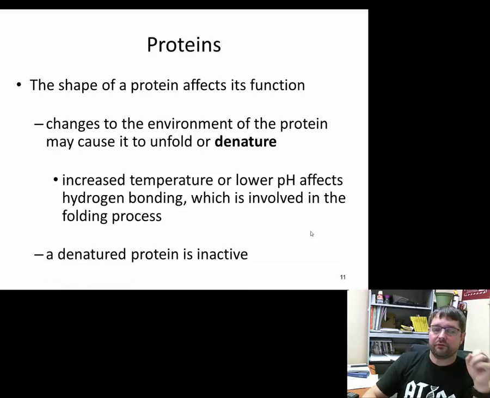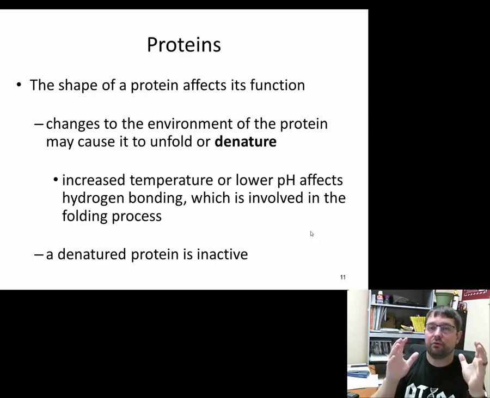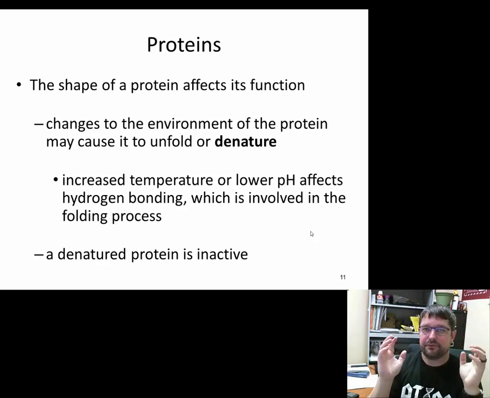When this occurs, the protein becomes inactive, meaning that the protein will no longer work. And the other thing is, until recent technology, this was a permanent process. The denaturization of a protein is permanent.